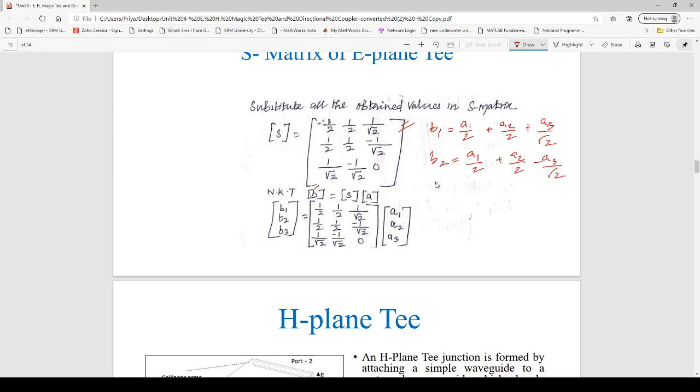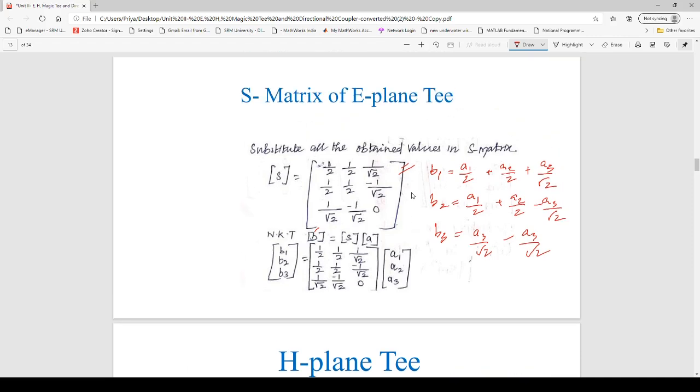And my B3, because I have only the first 2 components, and A3, this one is 0, S33 is perfectly matched, so that is 0. So I can write A1 by square root 2 minus A2 by root 2. So this is the equation, my reflected wave equation. So with this equation, I have to see whether the scattering matrix is following the property of my E plane. So I'll just assume a few cases and solve, to see whether it is satisfying the E plane properties. Okay. So now with this equation, I will take some cases and I will solve.